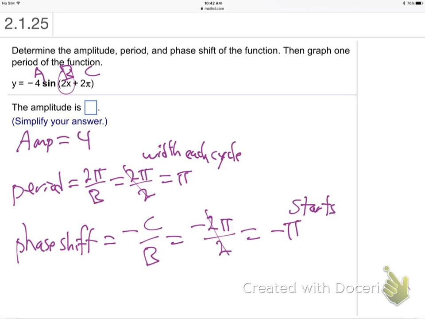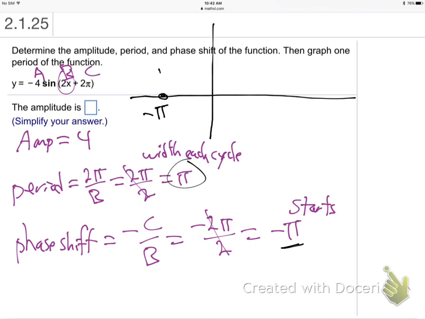So can we draw the graph? Can we get a little picture of the graph? Let's try. We're going to start at negative pi, so I'll come back here at negative pi. That's where it's going to start. And what's the width of it? It does a full cycle every pi. So starting from negative pi, you're going to add 1 pi, because it does a full cycle. Every pi.